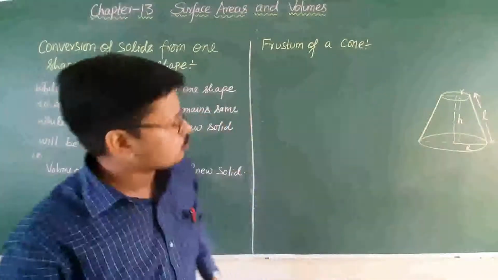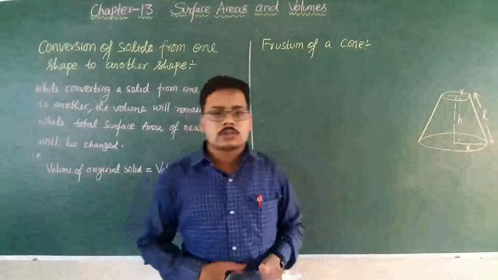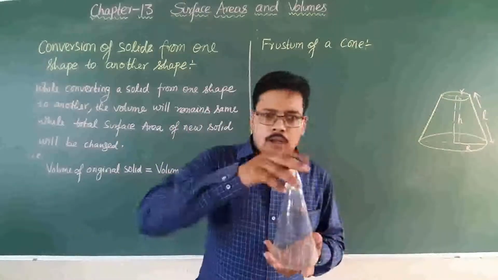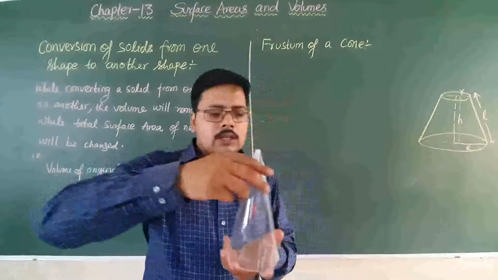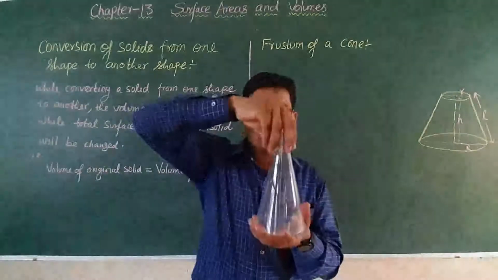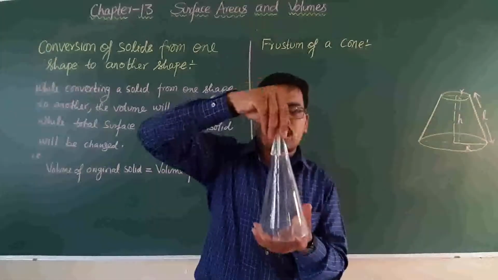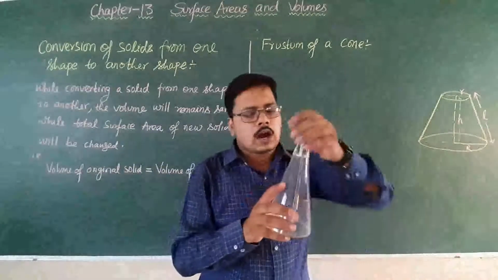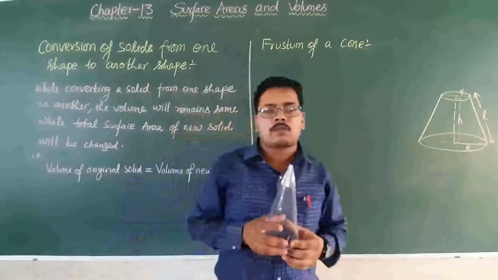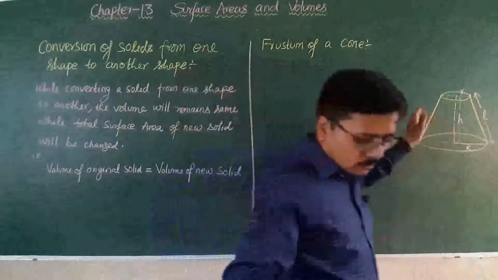Okay, now I am going to discuss the frustum of a cone. Students, do you know what the frustum of a cone is? First, understand this. Suppose this is the cone, and after cutting this portion parallel to its base, this is the small portion of the cone. If you remove this small cone from this big cone, the remaining portion is called the frustum of a cone. See this object like this. This is the frustum of a cone.